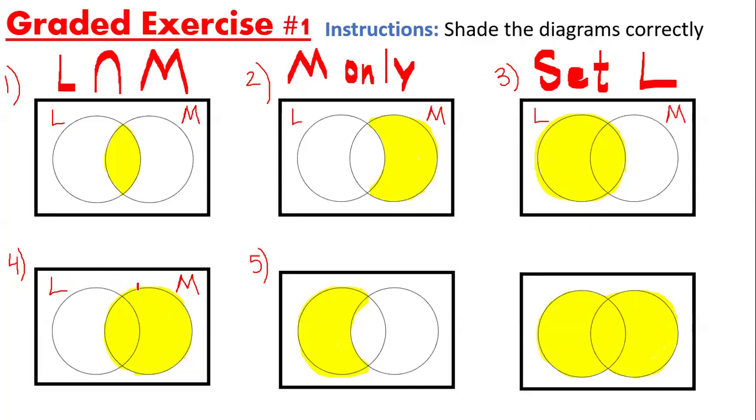Okay, so what is this going to be? L complement? No, M only. Set M. If it was L complement, the rest of the things would have been shaded as well. So this is set M.